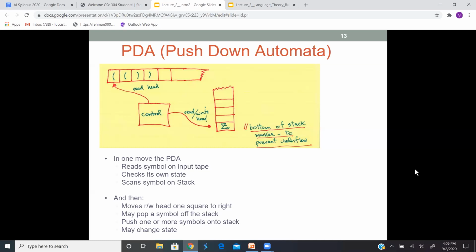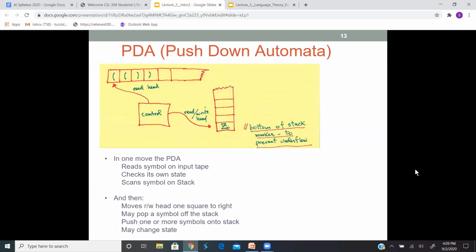Okay. So you can pop and push from that stack. If you're pushing, you're putting items on top of the Z sub 0. You'll see that in a moment. And if you're popping, you're taking something off the stack. And actually, you'll be able to write more than 1 symbol onto the stack. You push multiple symbols. We'll see.